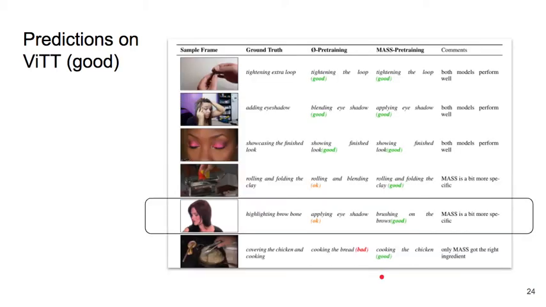Now here are some results on ViTT, which is much more challenging. You can see here again, we have the trend that using MASS pre-training is better than no pre-training. Here's an example, highlighting brow bone. The model without pre-training predicted applying eyeshadow, which is kind of close, but it's not correct. With pre-training, we predicted brushing out the brows, which is much more accurate.